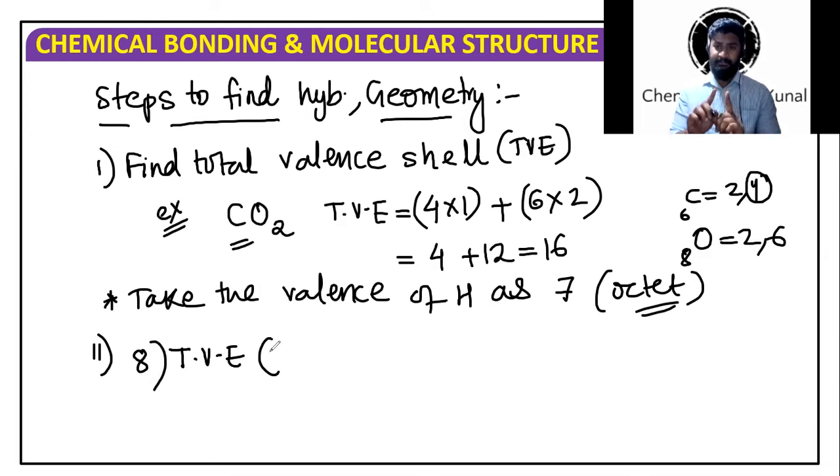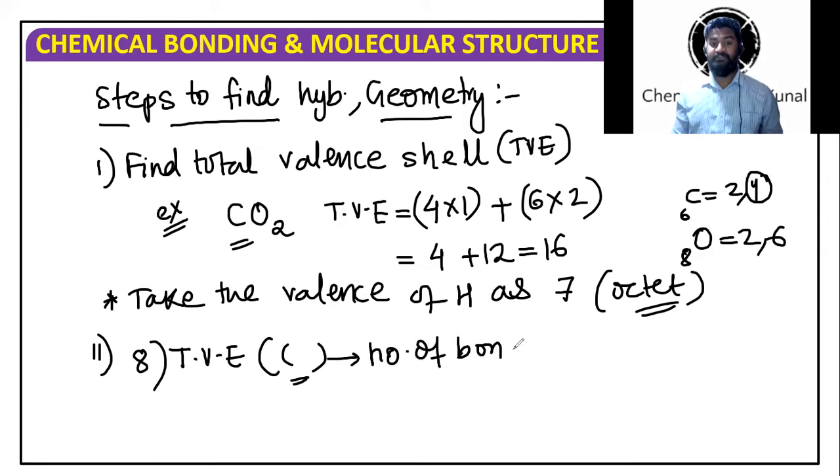Always. First step, divide by 8. You will get some quotient. Whatever number you get here will be the number of bond pairs. See, look at the effectiveness of this shortcut. You can actually find how many bond pairs it forms. And now I'll get some remainder.